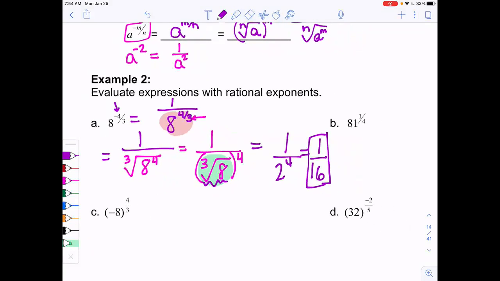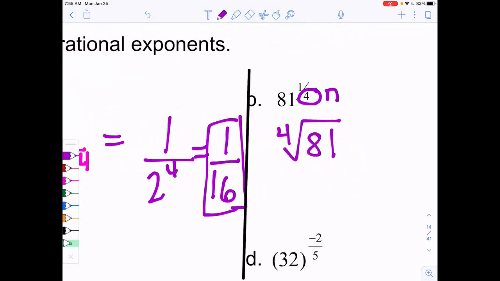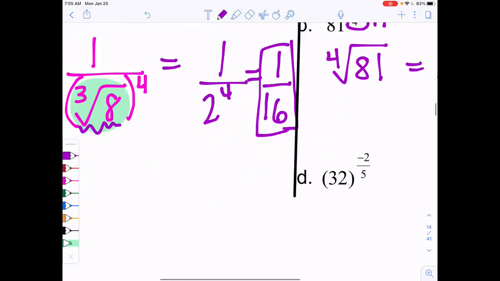So let's try number 2, or letter B, not really number 2. So we have 81 to the 1/4. So rewrite it first. The 4 is the n. That's my index. 81 is still my radicand. So that base number is going to be the number underneath the radical. And then we have the 4th root of 81. Malachi? Just 3. Yeah. All right, let's try the next one.